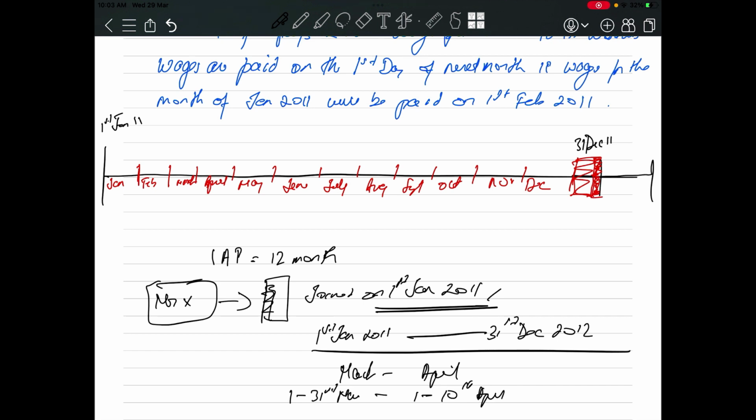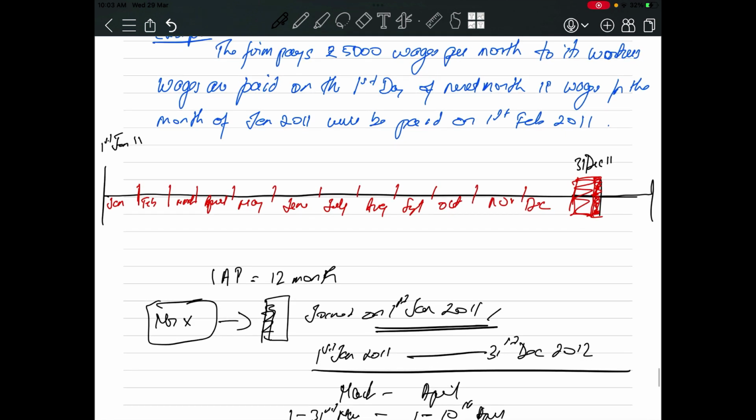Now see, what's the concept of outstanding expenses? For the month of January, the worker will get his wages on 1st of Feb. For the month of Feb, he will get it in March. For the month of March, he will get it in April, and so on. For the month of November, the work he has done, he will get his wages on 1st December.